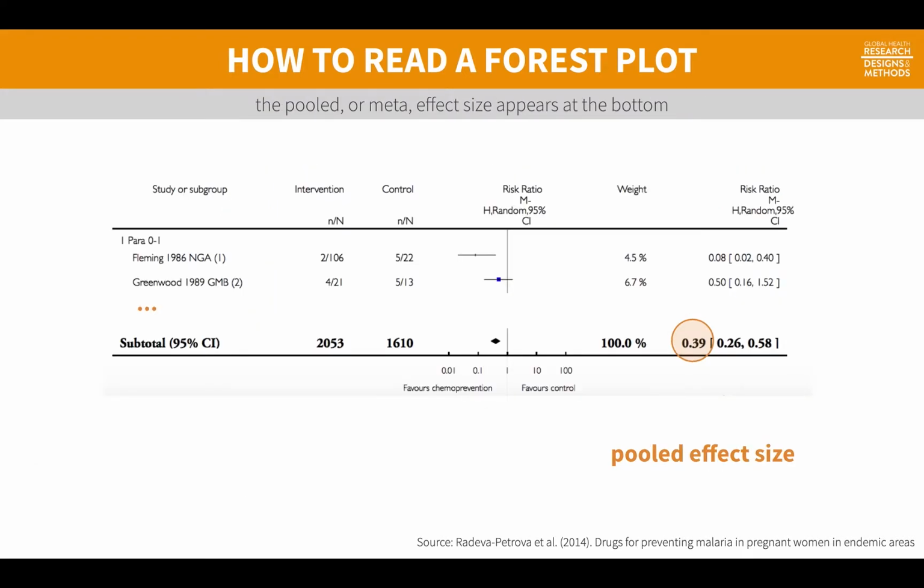At the bottom of the forest plot, you'll find the weighted meta or pooled effect size that combines the results of all studies included in the review. In this case, the pooled effect size is even bigger than what Greenwood found. Our risk ratio of 0.39 means that malaria prophylaxis reduced the risk of malaria by 61%.